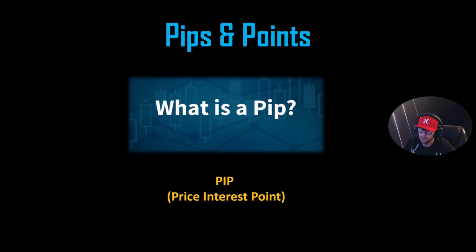So pip basically stands for price interest point. In the forex game, you'll hear people say a lot of times, how many pips do you make a week, day, month, or how many pips do you get per signal. So basically what it means is how many points did the thing move, right? And that's what people look at. People are always looking for something to go from A to Z, and they base their trading off of that.